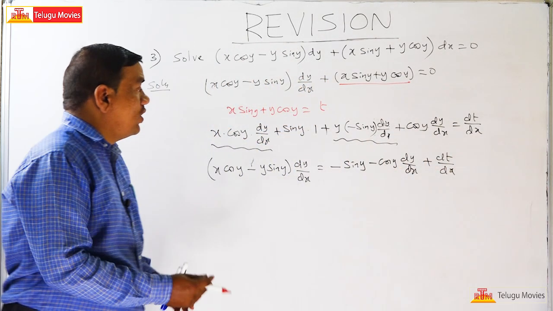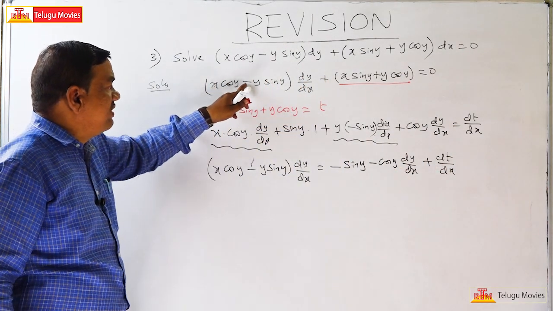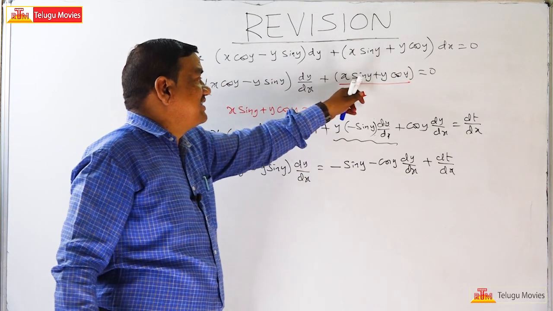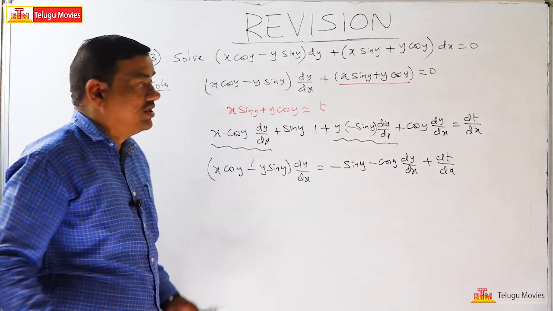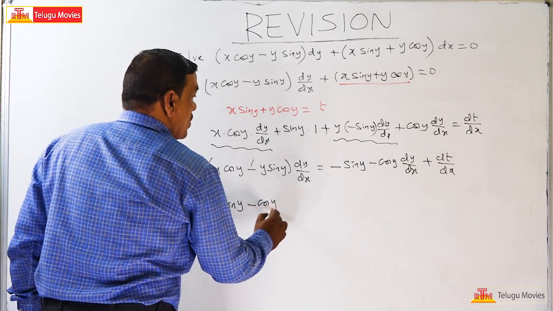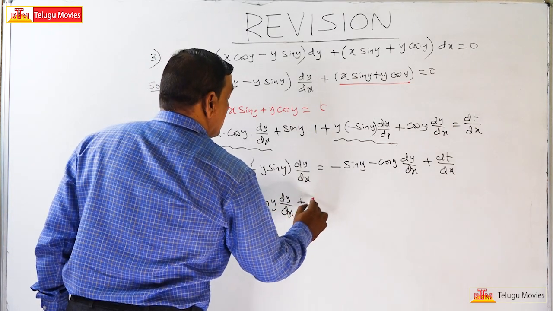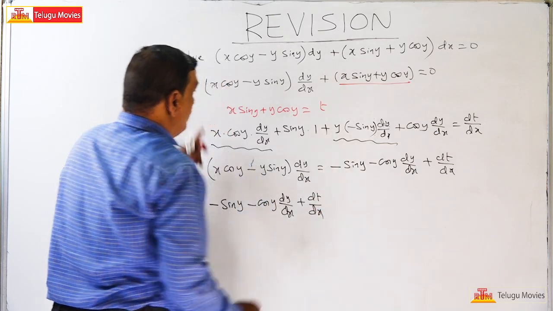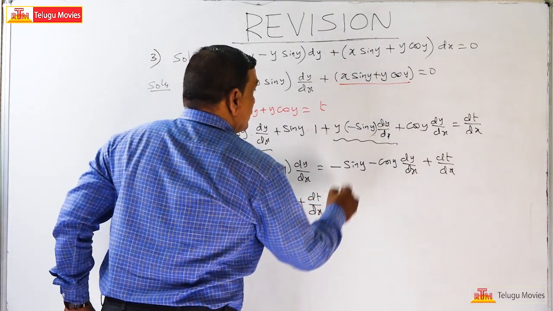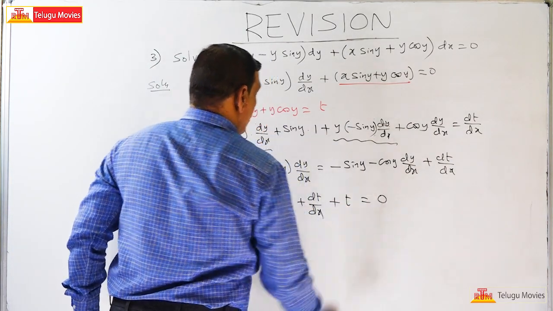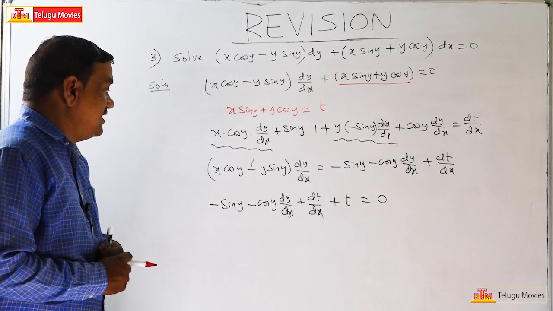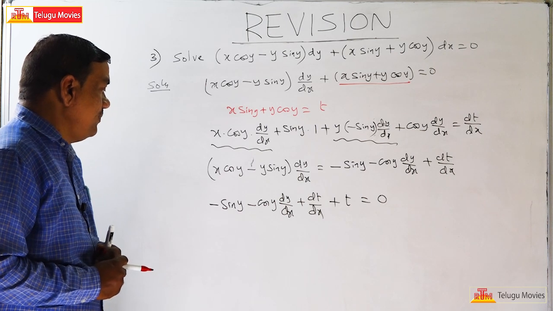Now substitute this value wherever x cos y minus y sin y dy by dx is there, and substitute this for x sin y plus y cos y. Now let us see what happens. So this is minus sin y minus cos y into dy by dx plus dt by dx, plus t, is equal to 0. So the problem will become in t and y. Then let us see the continuation of this problem.